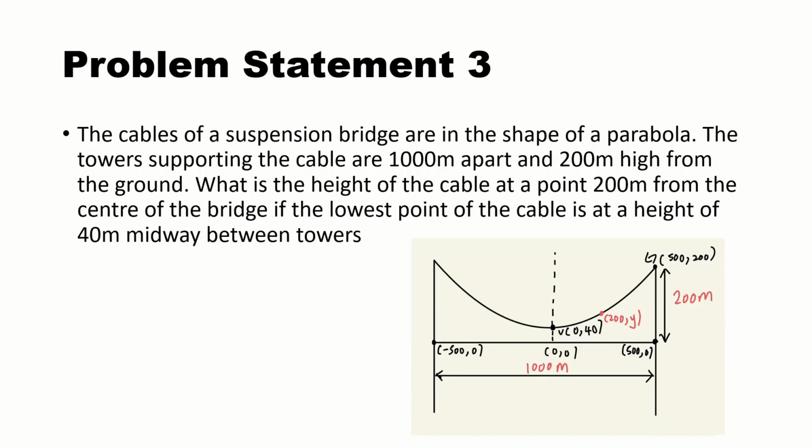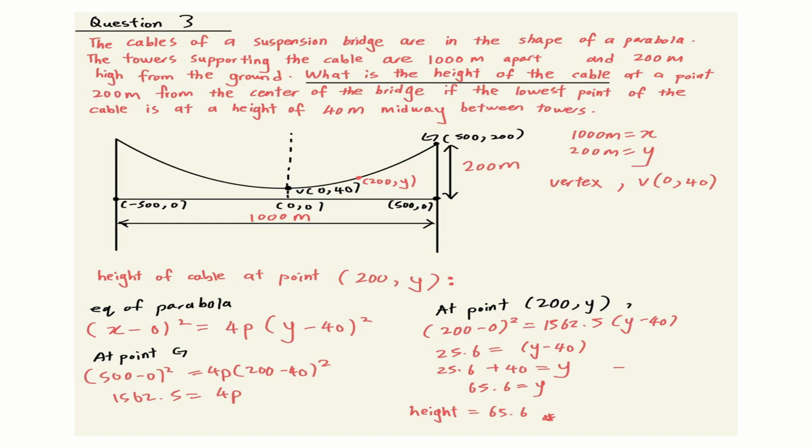Alright, so let's see problem statement 3. The cable of a suspension bridge is in the shape of a parabola. The towers supporting the cable are 1000 meters apart and 200 meters high from the ground. What is the height of the cable at a point 200 meters from the center of the bridge if the lowest point of the cable is at a height of 40 meters midway between the towers?